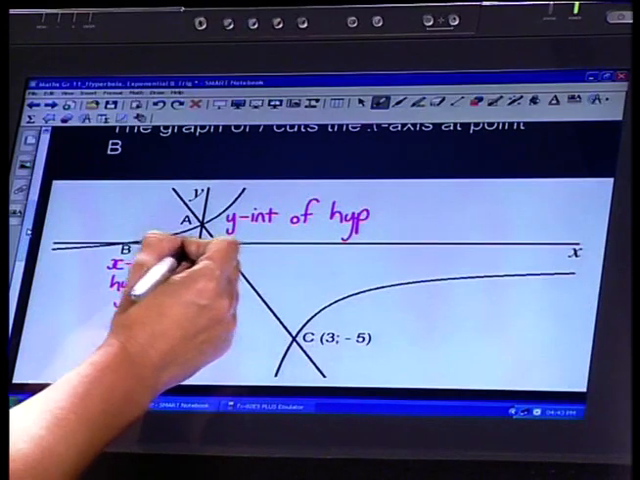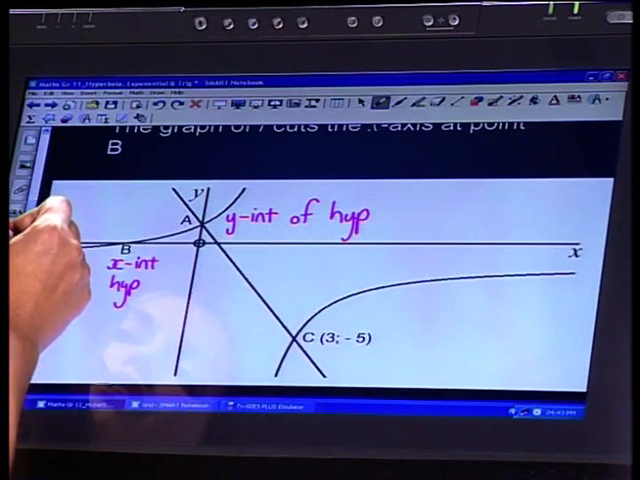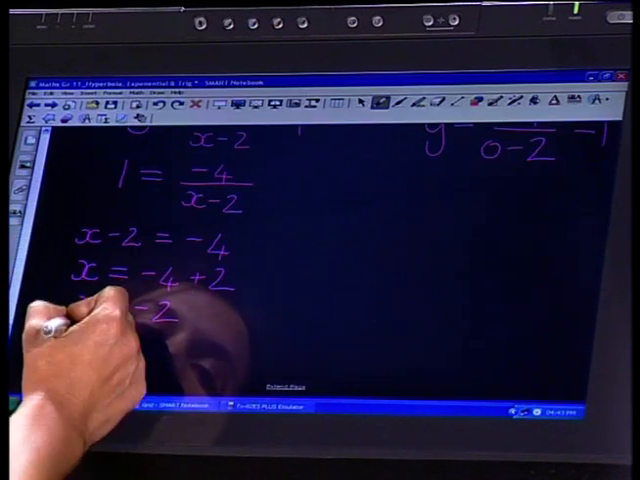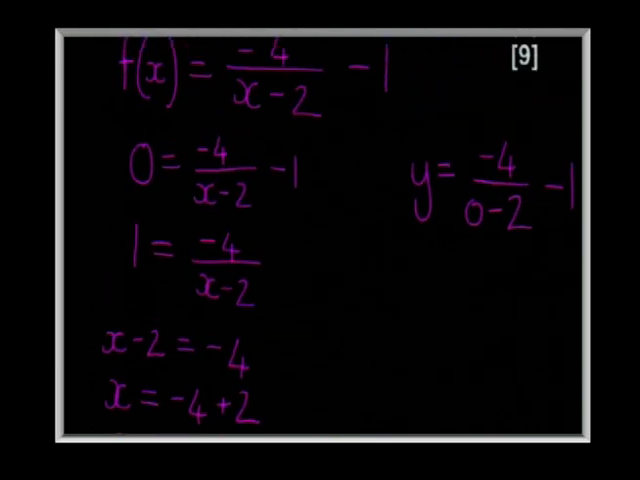Let's check that we're correct. And there we go. B is on the left-hand side of the y-axis, meaning that x would have a negative value over there. So our coordinate for our x-intercept, B, is -2 and 0. Let's continue with the other point.